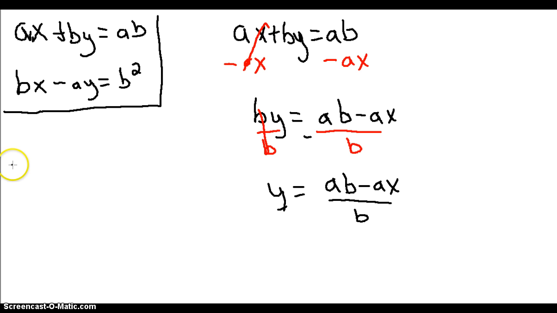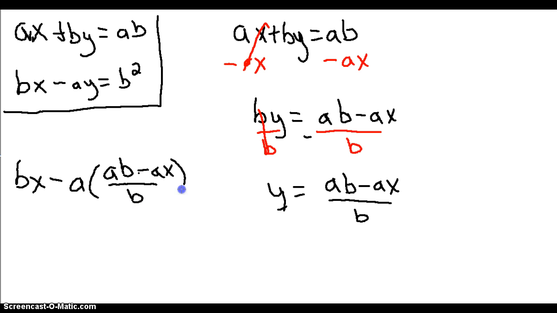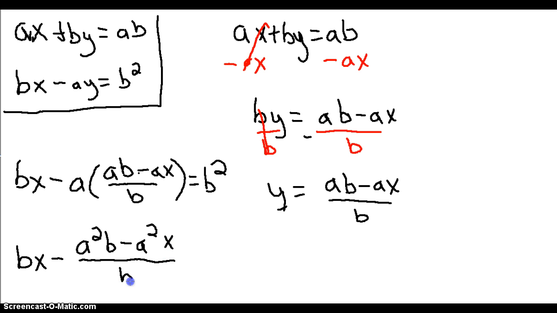Okay? So now we're going to take that and plug it back into the other equation. So remember we had bx minus ay, which I'm going to replace y with this whole expression here. Bx minus a, and then in parentheses ab minus ax all over b equals b squared. Now just to make it a little bit easier for ourselves, I'm going to distribute that a. It's going to be bx minus a squared b minus a squared x all over b is going to equal b squared.